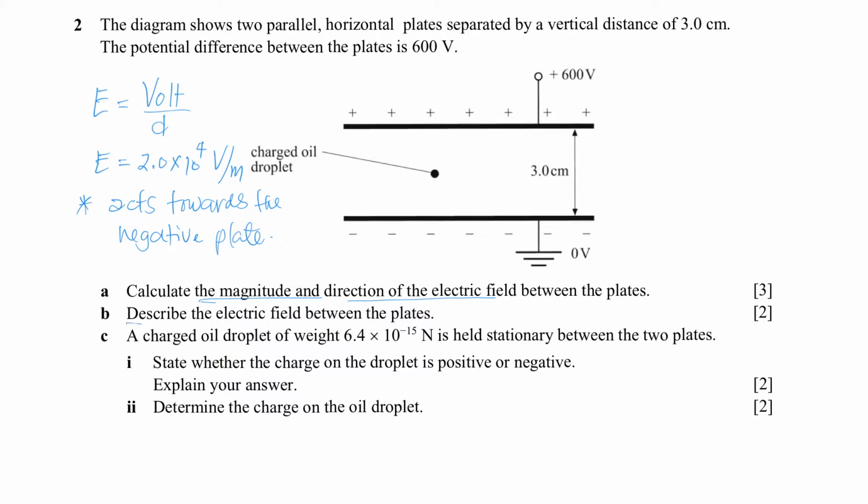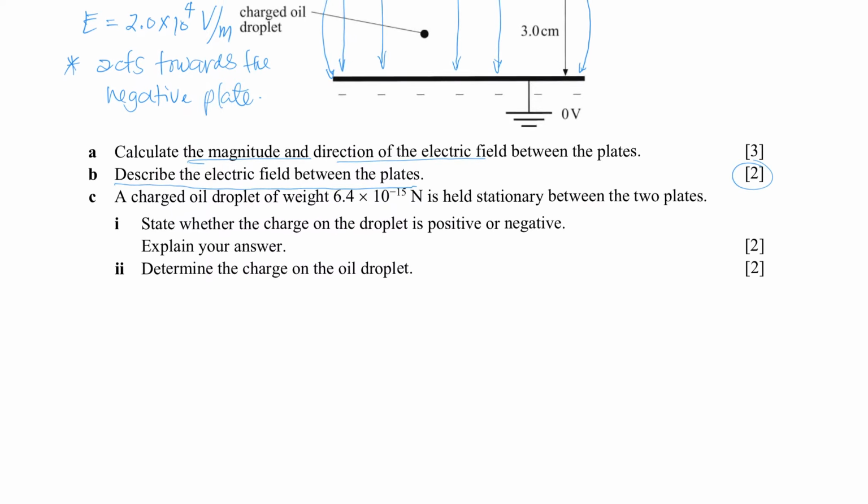Let's go to letter B. Describe the electric field between the plates. There will be 2 marks here. The first answer will be the electric field is uniform between the plates. The second answer will be the electric field is at right angles to the plate. Let me draw. I will not draw in the middle, so I won't cover the oil drop. In the edge, it's actually bending.